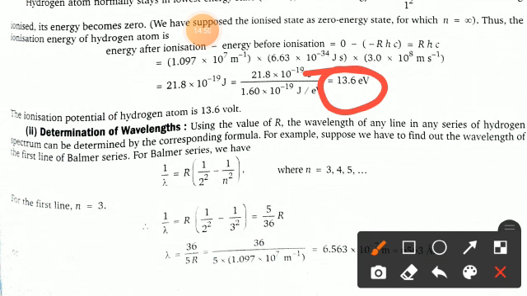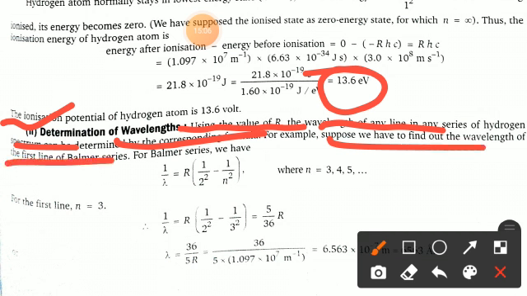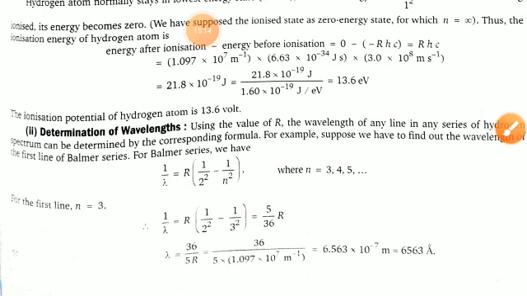Now the second one, where we use the Rydberg constant: determination of wavelength. Using the value of R, the wavelength of any line in any series of the hydrogen spectrum can be determined by the corresponding formula. For example, suppose we have to find the wavelength of the first line of the Balmer series, like this. Clear? And for the second and third lines you can find out the values similarly. Fine. I hope you understood what I taught you.